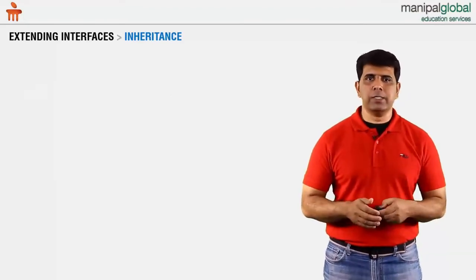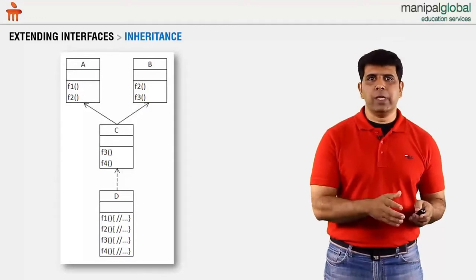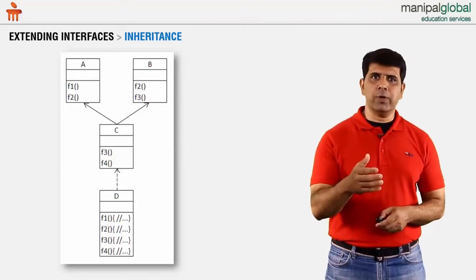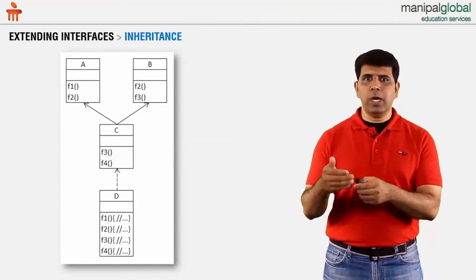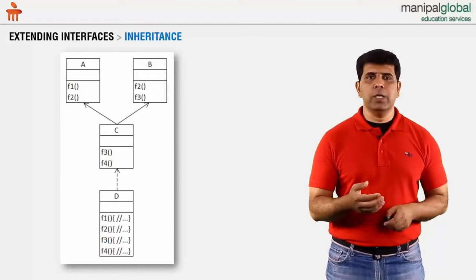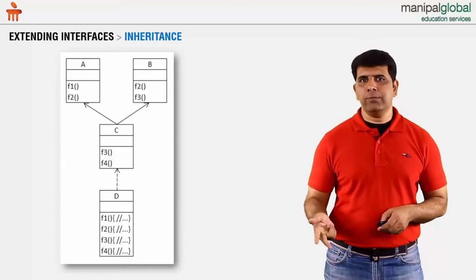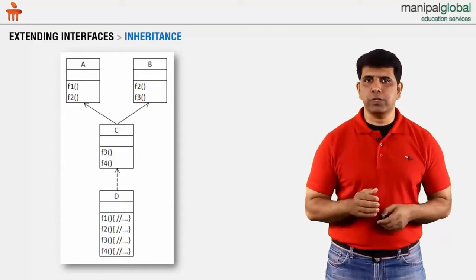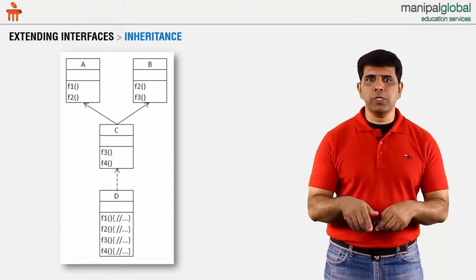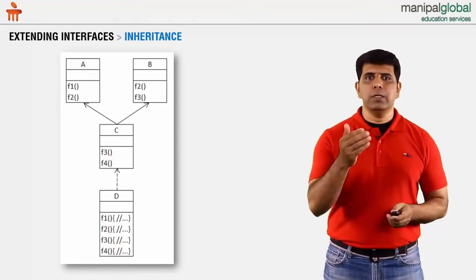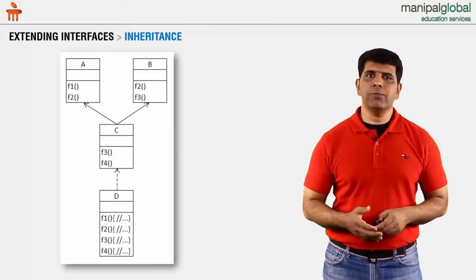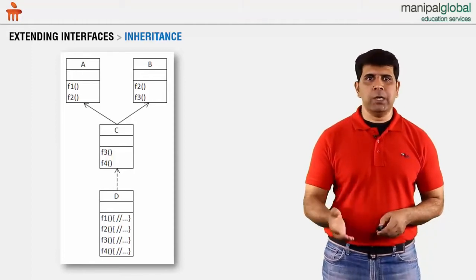Let's take a picture and understand the same. There is an interface A, there is an interface B, which define collectively four methods: F1, F2 in A, F2, F3 in B. But if you see, as a union of the functions, there are only three of them: F1, F2, F3. Now, both of them are inherited to C. That means F1, F2, F3 is inherited to C, but C also declares F3 and F4. Now you can see the union of all these is only four methods: F1, F2, F3, F4.